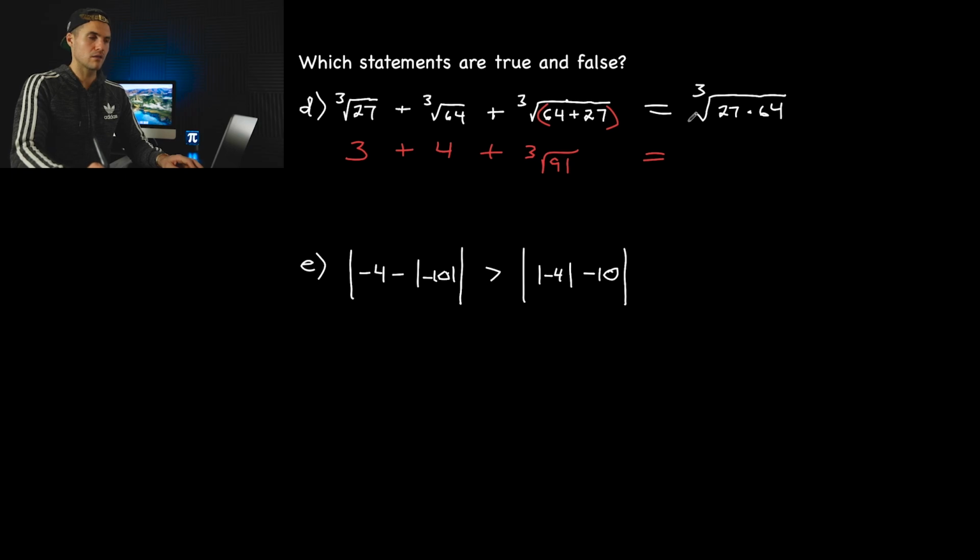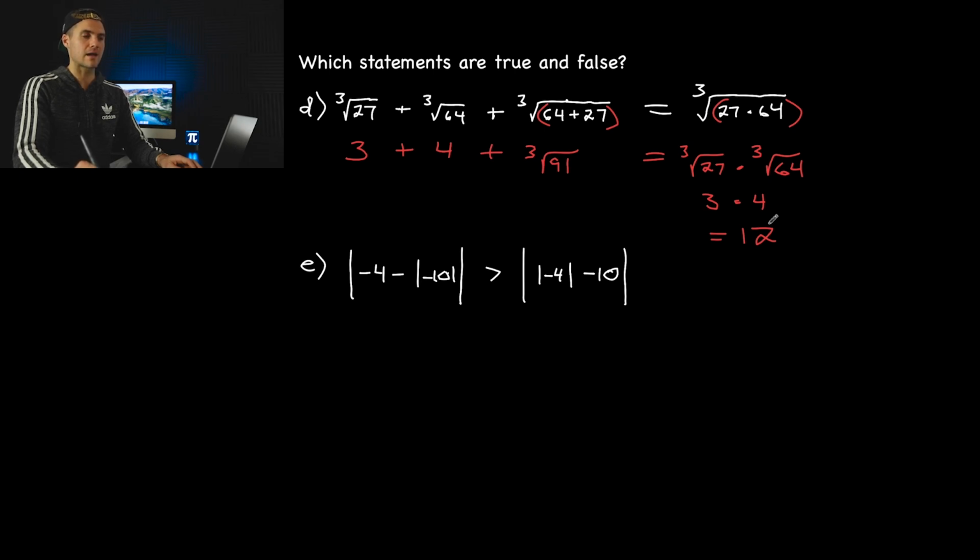And then on this right side, there's actually two ways you could do this. So you can multiply these two and then take the third root of that number. But you could also take each of them separately like that. And the third root of 27 is 3, third root of 64 is 4, 3 times 4 is 12, right?